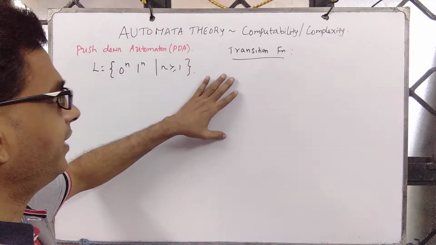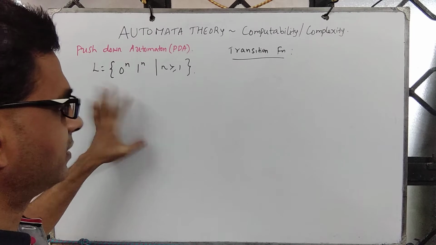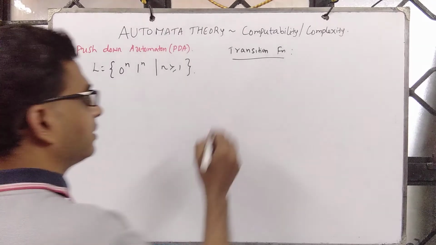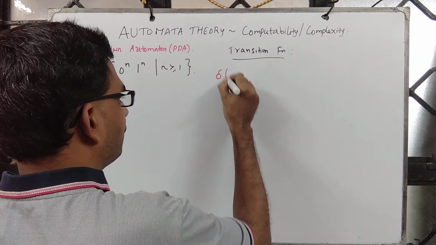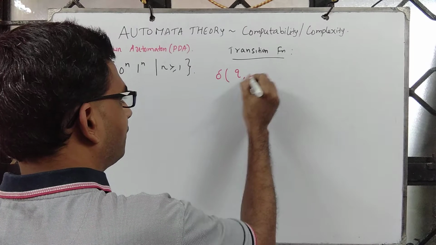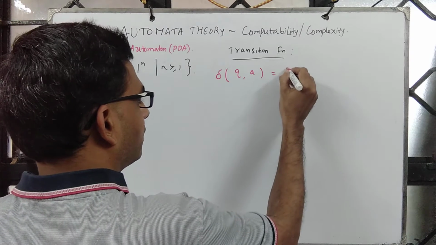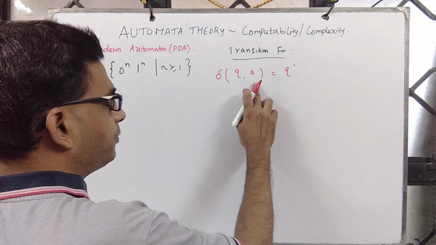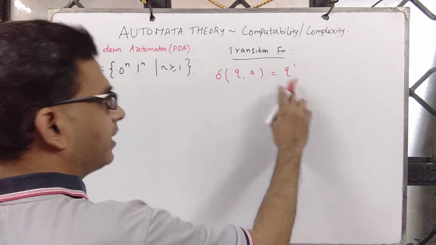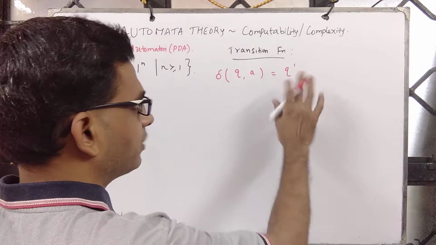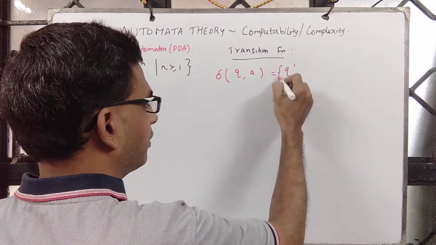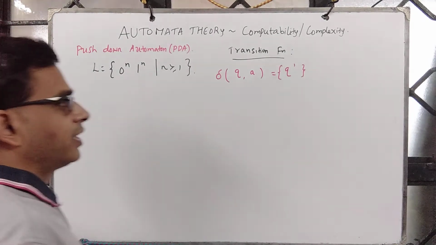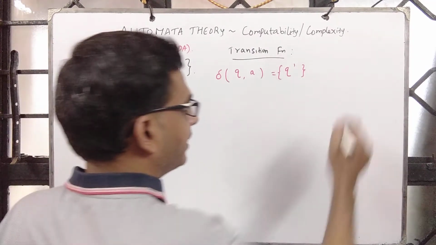Let us define the transition function formally for this language, having given the description of how a PDA works. Remember, if you look at the transition function of the finite automaton, we are at a state q. On reading an input symbol, say a, we go to a state q prime, and it may be more than one state if it is a non-deterministic finite automaton. But this one, in addition to the input tape, has a stack.